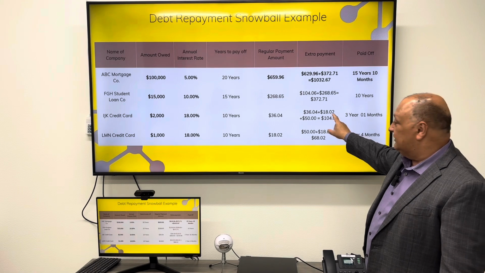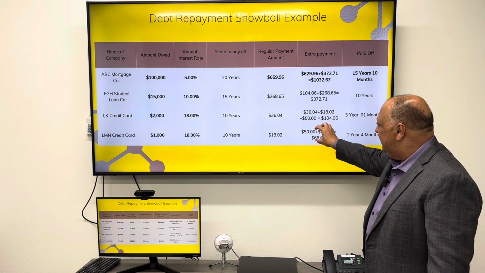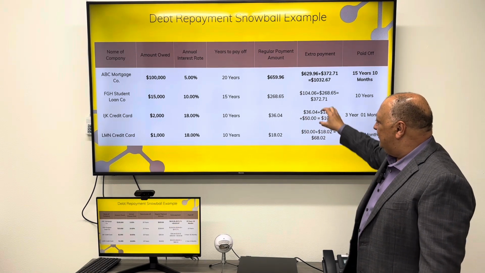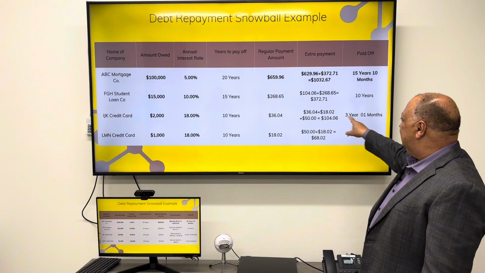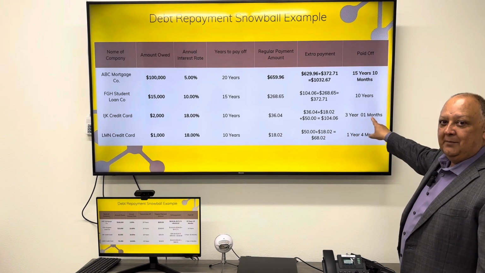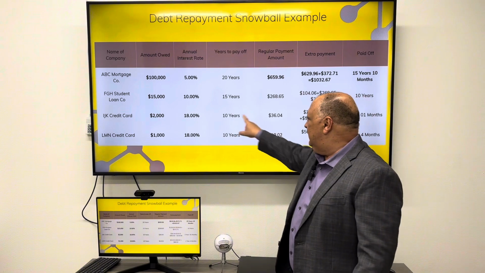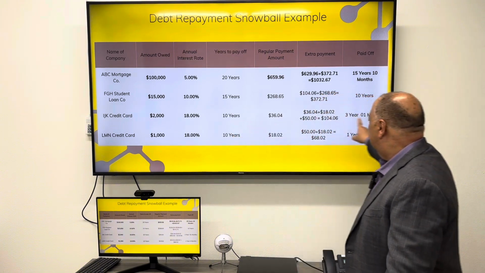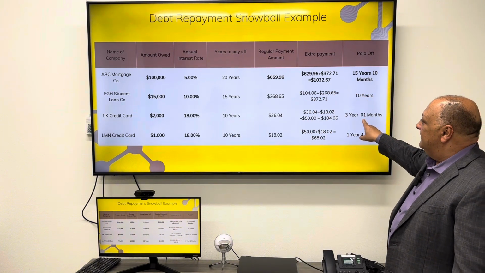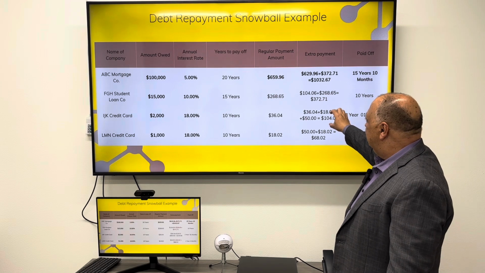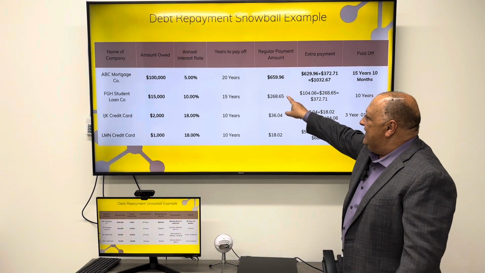That's the amount that you're going to start sending in because you take all of this money and now you add it to this amount that you're adding here. Now that's going to take this loan to be paid in 3 years and 1 month. Again, how long did it take you if you were just sending the minimum? 10. This one's 3 year, 1 month. Then you take this 104 and you add it to the 268 that you're sending in.